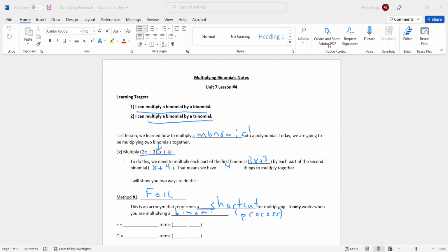And here's why that's true. If it's an acronym, you've got each letter standing for something. There's 4 letters. We're multiplying 4 things together when we're doing a binomial times a binomial. That's why FOIL works only with 2 binomials. If I have a binomial and a trinomial, I now have 2 things and then 3 things. I'm going to be multiplying 6 things together. It doesn't work. Now we're going to talk about what each letter stands for.